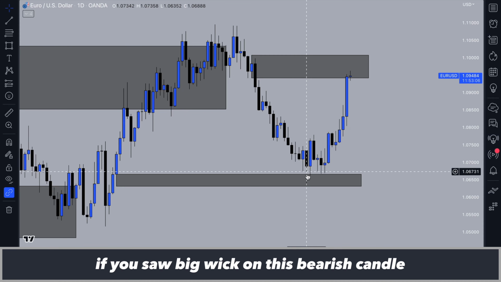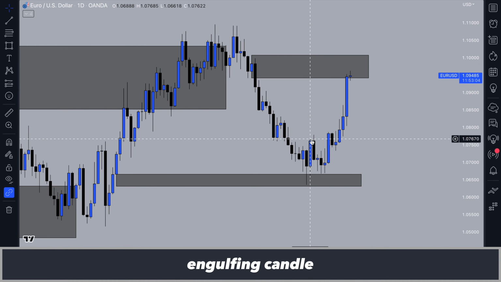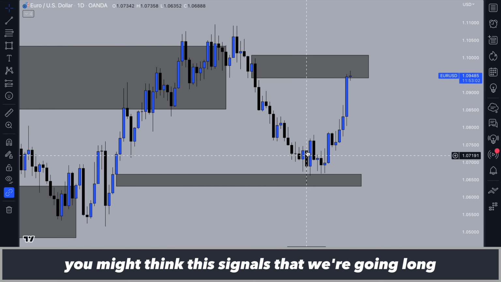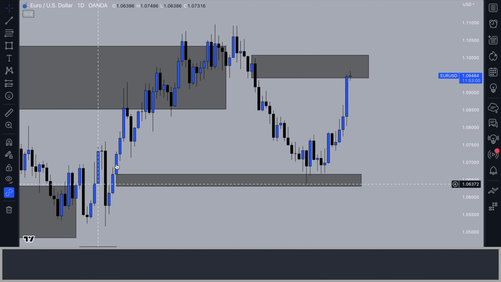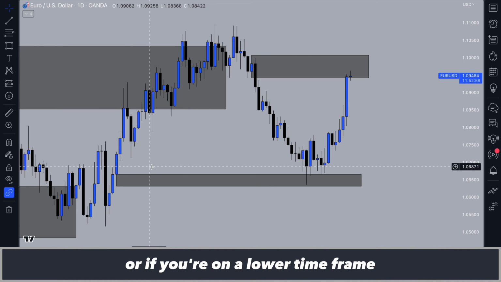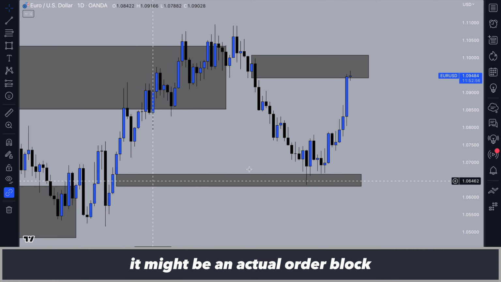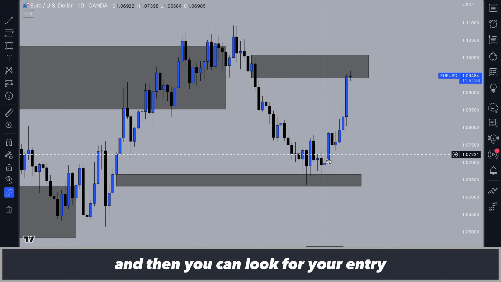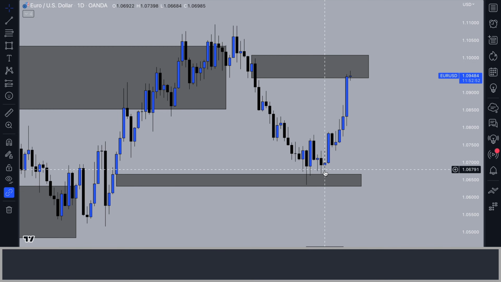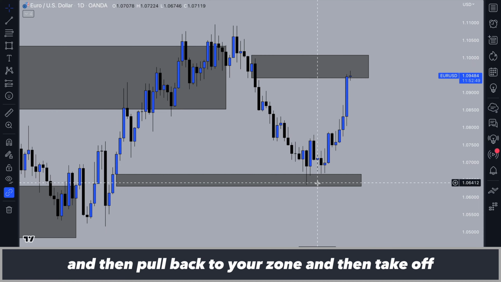If you saw a big wick on this bearish candle and then a bullish engulfing candle, you might think that this signals that we're going long, and so you can look back, see if it's in any hidden order block, or if you're on a lower time frame, it might be an actual order block, and then you can look for your entry. You get a liquidity grab, push up, and then pull back to your zone and then take off.